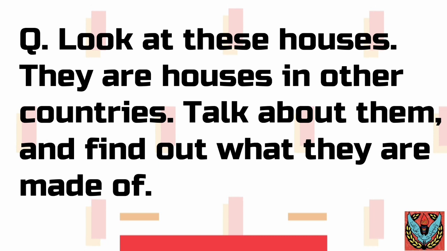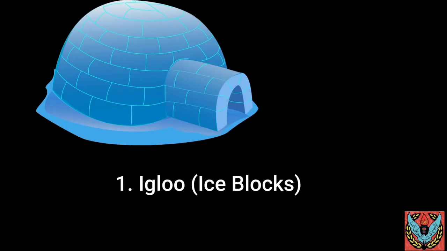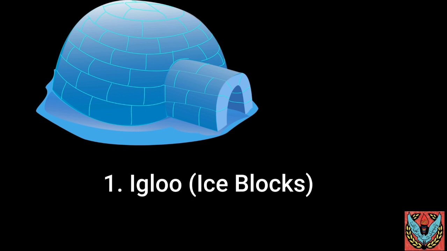Look at these houses. They are houses in other countries. Talk about them and find out what they are made of. The first picture is of an igloo. This is made of ice blocks.